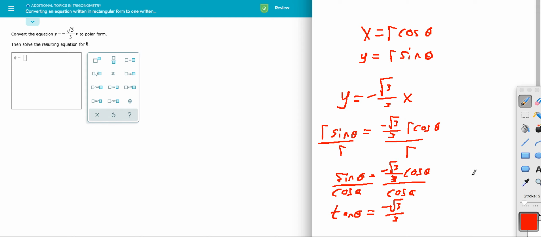So tangent's negative in two places, right? That is the old trick: All Students Take Calculus. All are positive here. Sine's the only one positive here. Tangent's positive here, and cosine's positive here. So tangent's negative here, and tangent's negative here. Okay, so to figure out the theta so that the tangent ratio will make negative square root of 3 over 3, we have reference triangles.